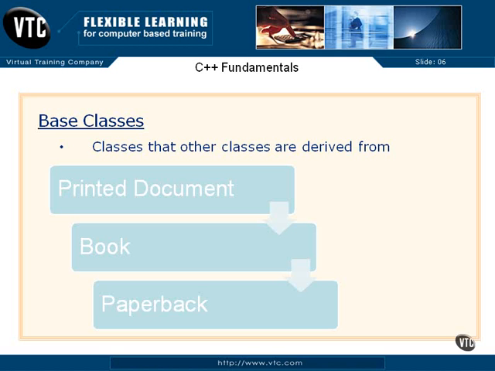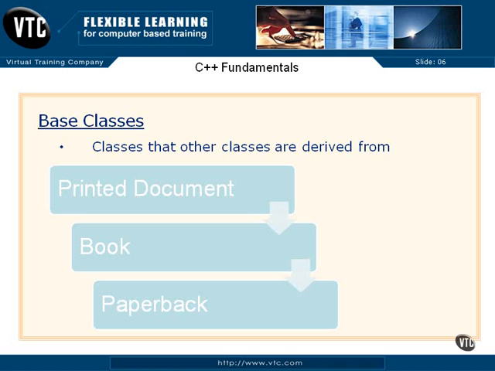A paperback is a book, and it is a printed document. So a paperback is a derived class, and it is derived from what is now a base class to it called book. So book is both a derived class because it's derived from printed document, and it's a base class because paperback is derived from it.